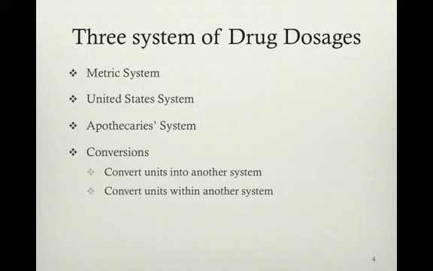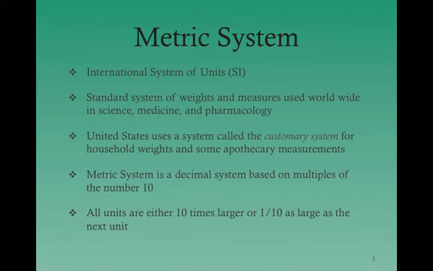And the metric system is the first thing we're going to talk about here. It's an international system of units, or SI is the abbreviation for this, a standard system of weights and measurements used worldwide in science, medicine, and pharmacology. The United States uses a system called the customary system for household weights and some apothecary measurements. The metric system is a decimal system based on multiples of 10. All units are either 10 times larger or 1/10 as large as the next unit.